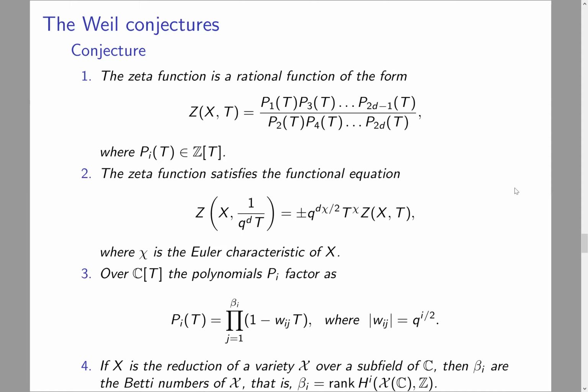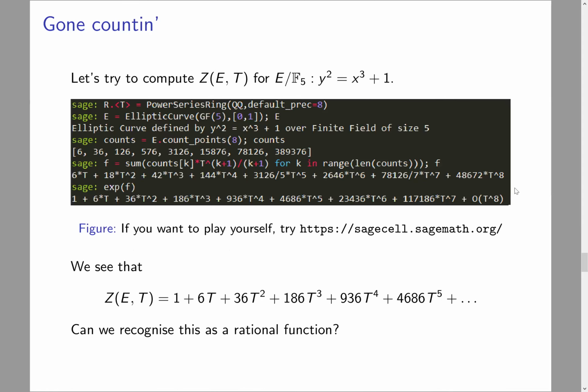Let me give you a tool that I think I have gained greatly from as a mathematician. And that tool is a bit of coding. So what I've done here is I've calculated the point counts of a particular elliptic curve using Sage. So I've chosen the elliptic curve over F5, y squared equals x cubed plus 1. We've already calculated the 6 points over F5, and I've declared that it has 36 points over F25.